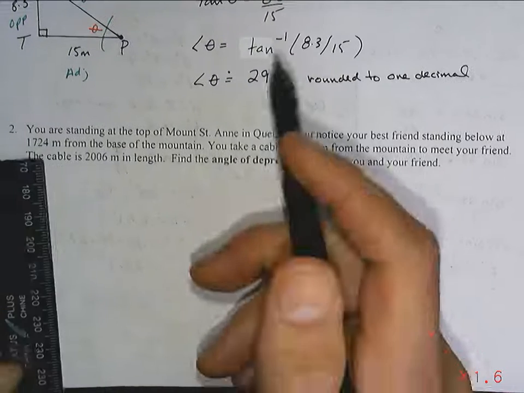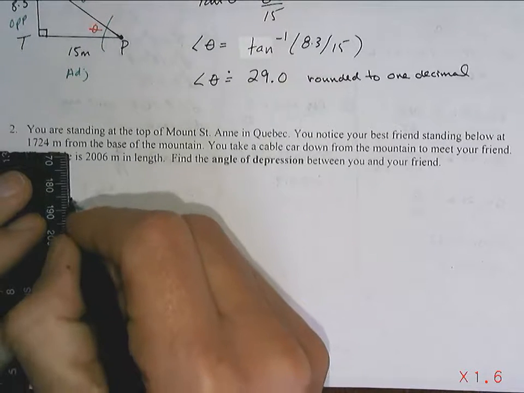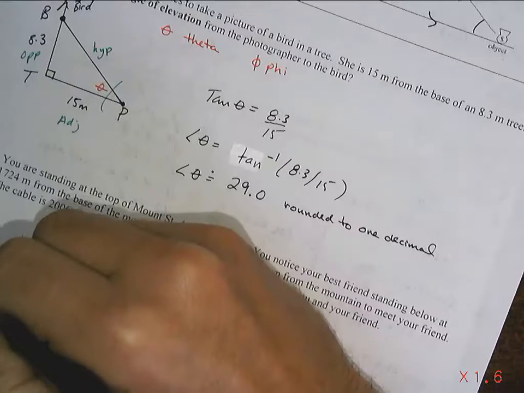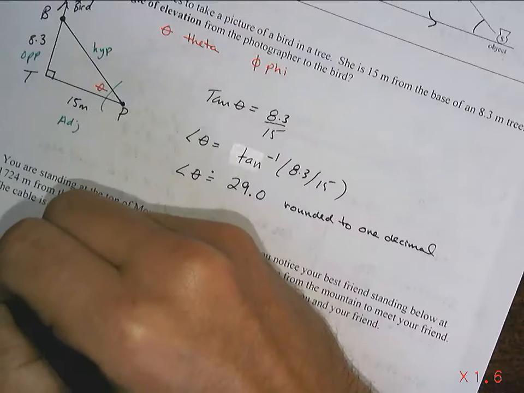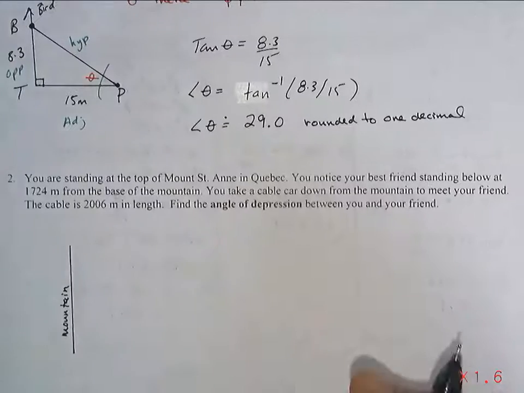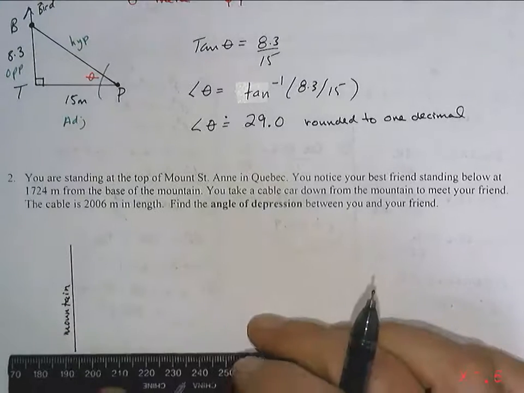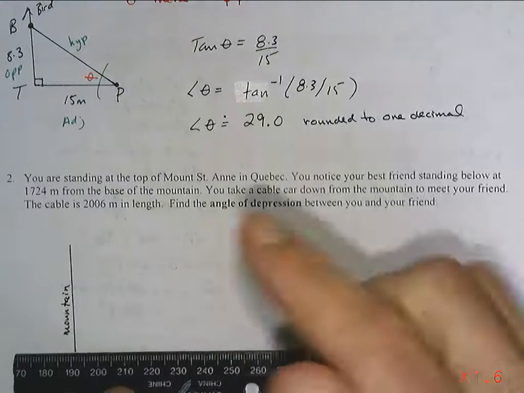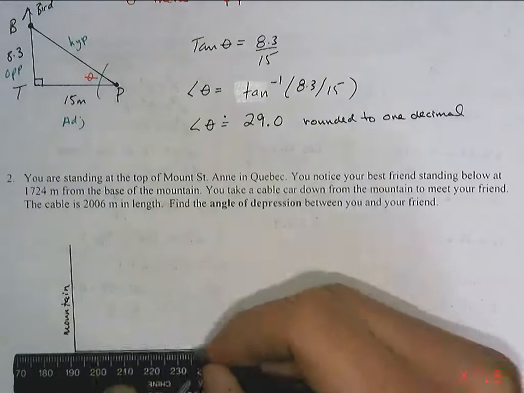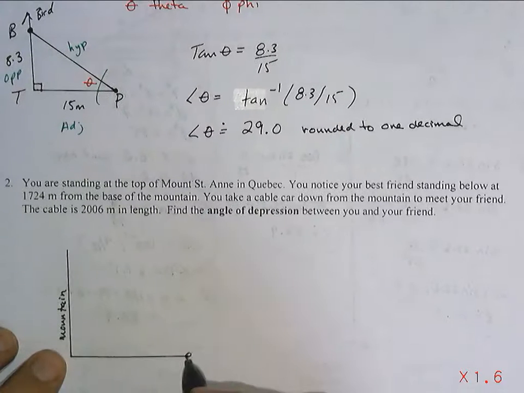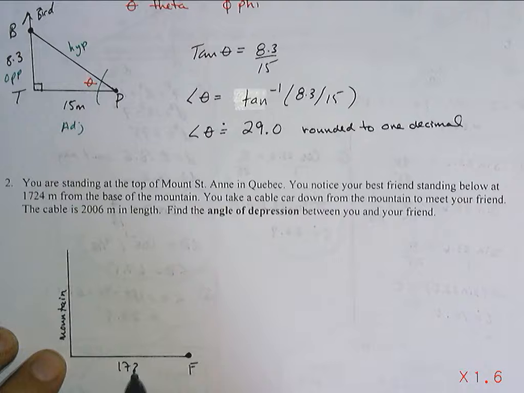Okay, so I'm going to start drawing some things here. That's my really good drawing of a mountain. And I notice that my friend is standing below 1,724 meters from the base of the mountain. So if that's my mountain, that's my base of the mountain, and this is my ground level. And this is my really good drawing of my friend. This is the base of the mountain.